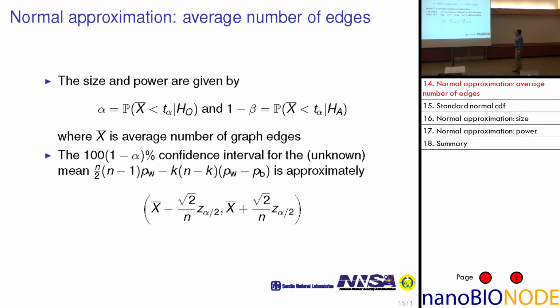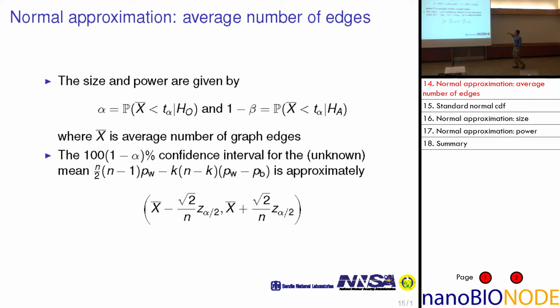So again, I write down the size and power. How would you understand these size and powers? Because now you can provide confidence intervals. Based on the sample mean, you're just going to sum up all the entries in the upper triangle of the adjacency matrix, which are either ones or zeros. If you sum all those up, that's the sample mean.